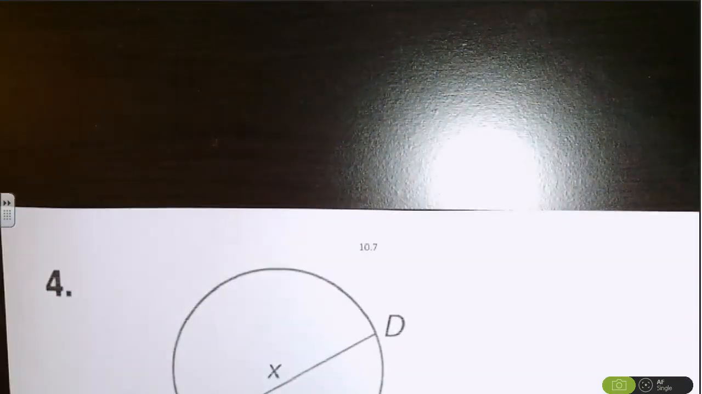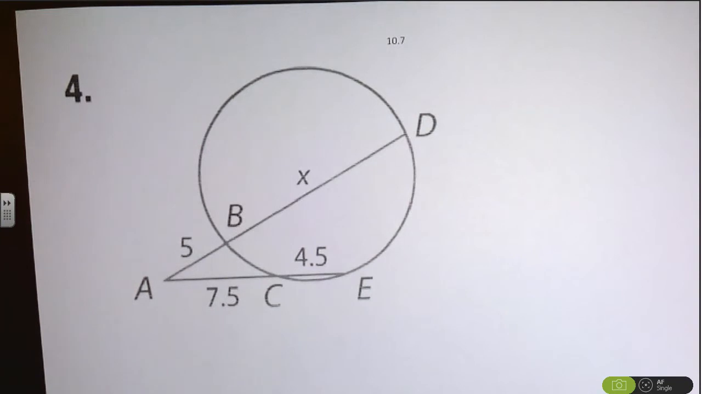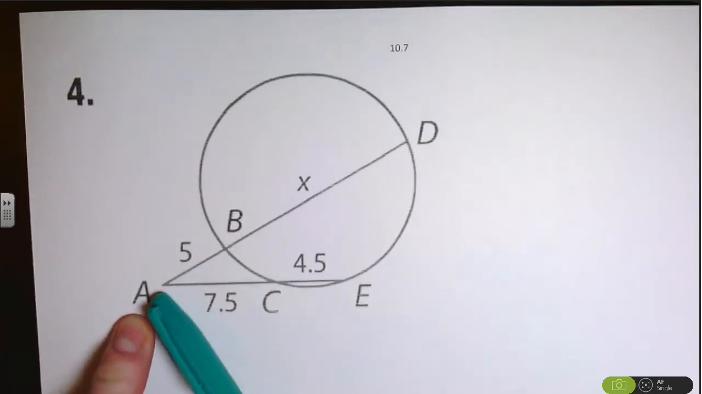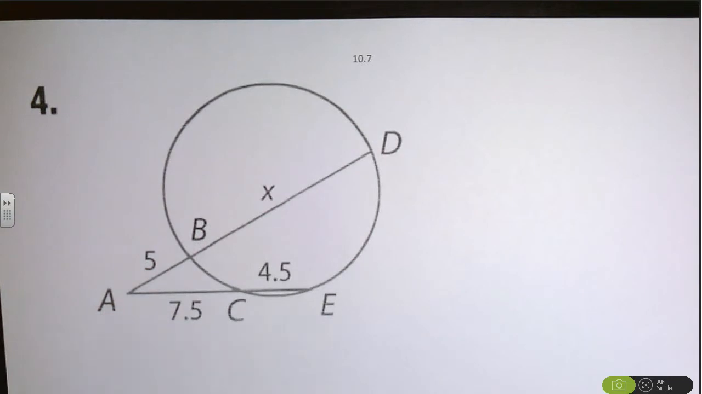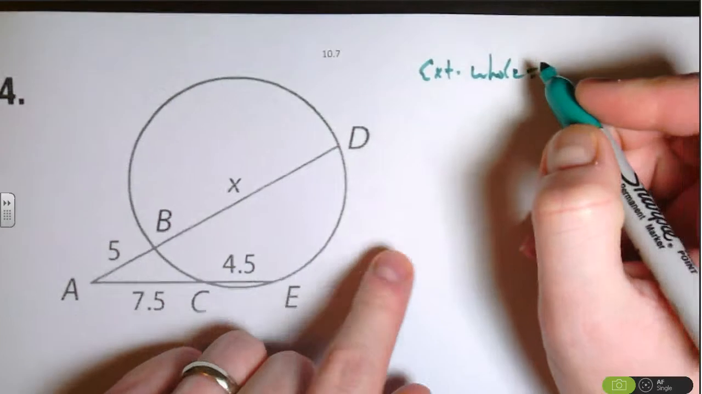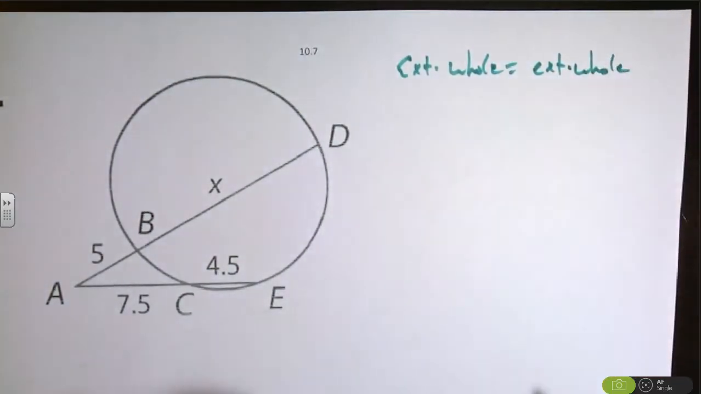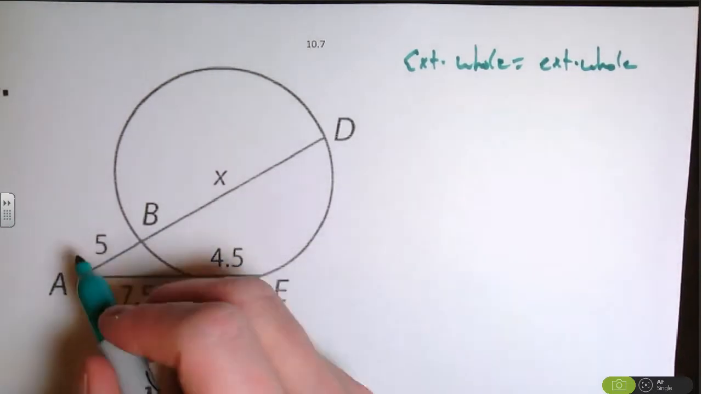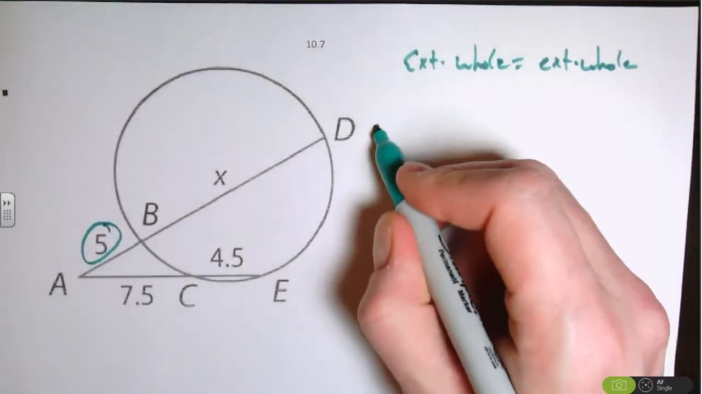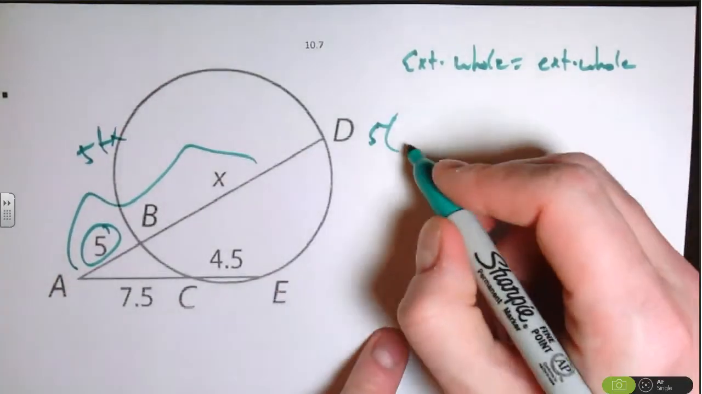Next example. This is the other one where we have this guy intersecting outside the circle. So I like to teach this as exterior times whole equals exterior times whole. That's the way I treat it. So my exterior is 5. My whole is 5 plus x.